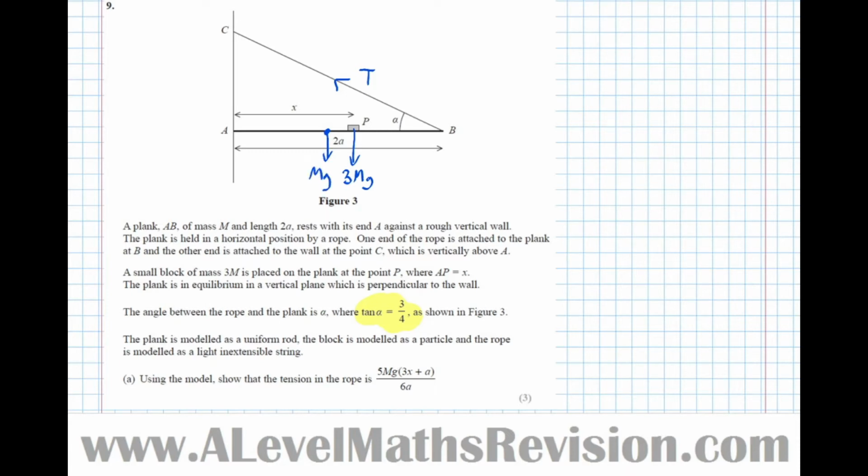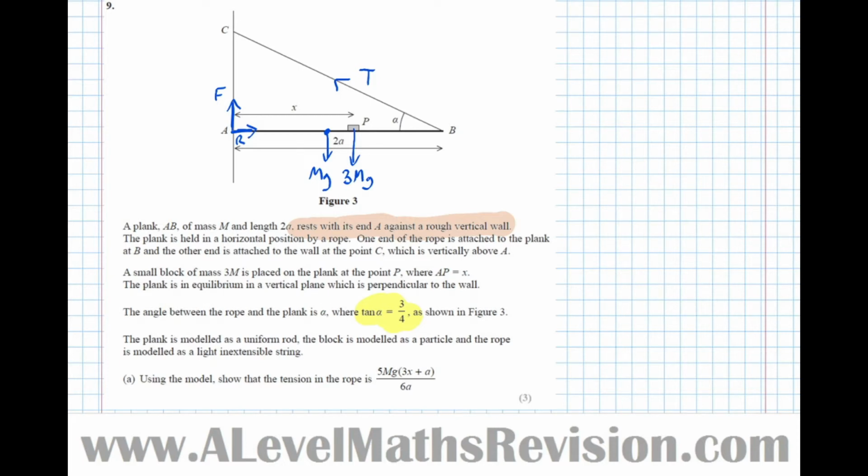At the wall, it tells us that the plank rests with its end against a rough vertical wall. So the plank wants to fall down, so the friction is holding it up, and it would slide into the wall if the wall wasn't pushing it back out. So let's call that the reaction R of the wall.